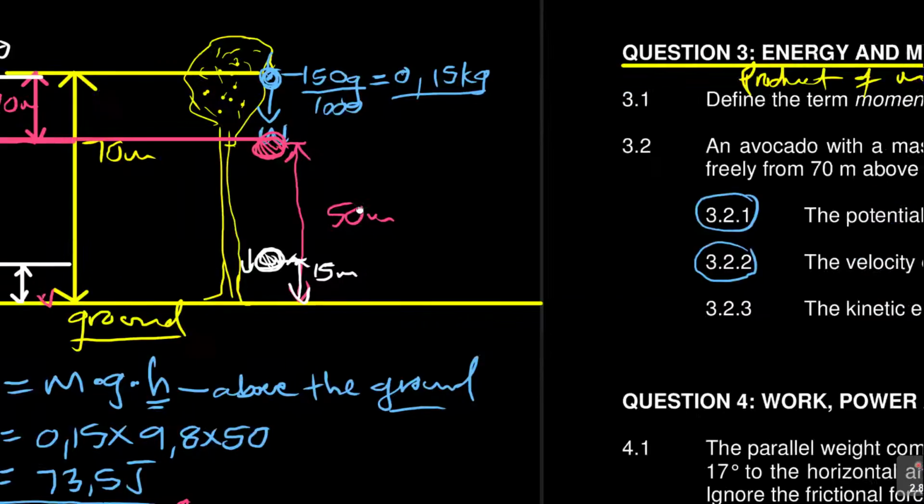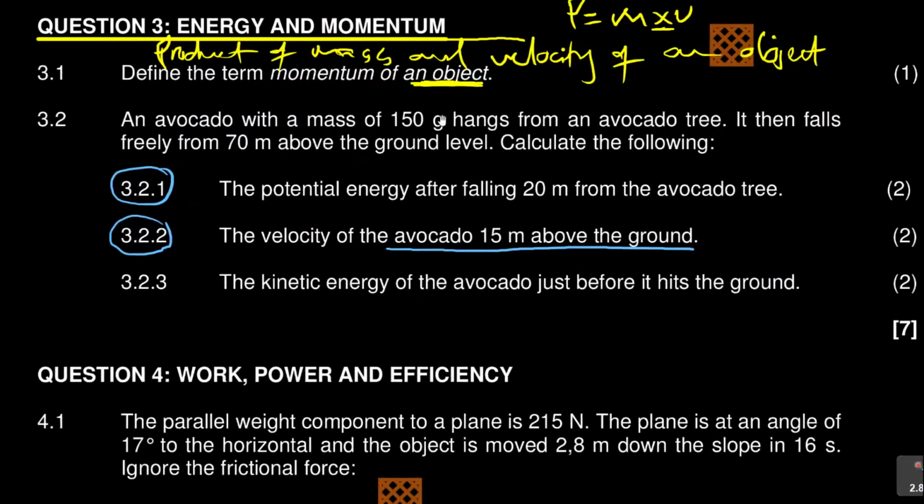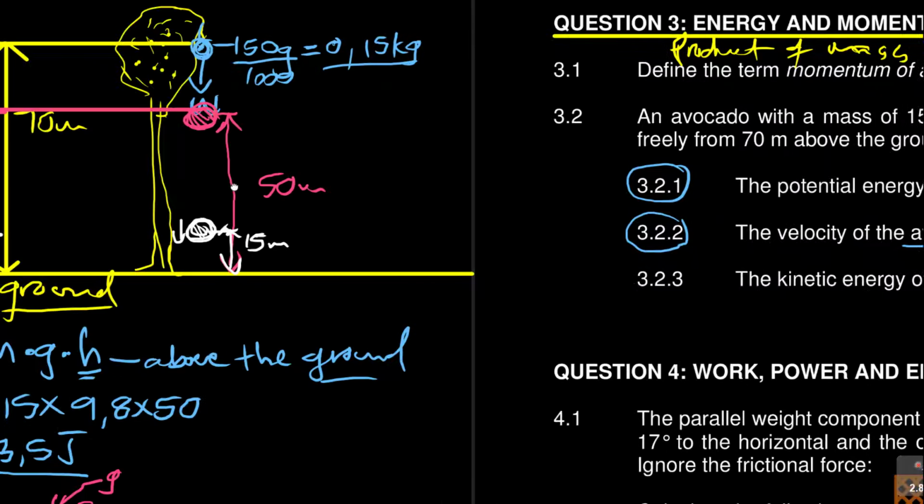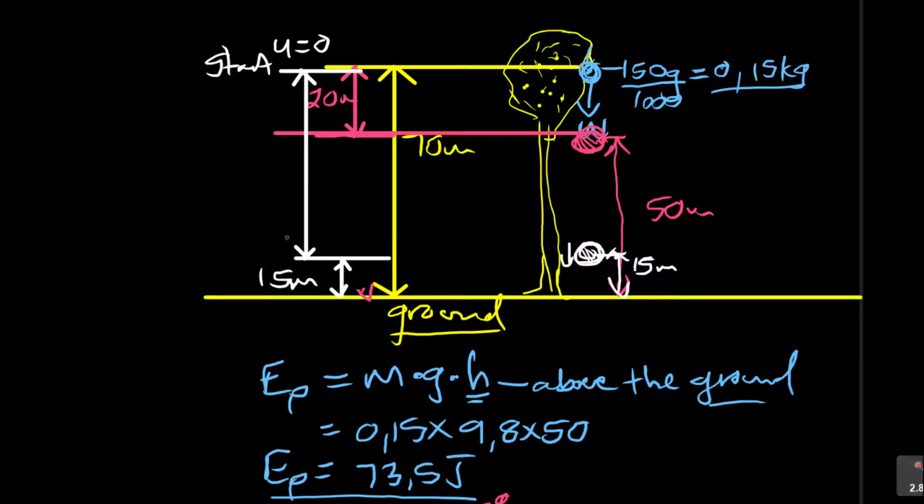Where do I get it from? They told us here that an avocado with a mass hangs from a tree. So if it's hanging, it doesn't have velocity. It has a velocity of 0. So the initial velocity is 0. Now we want to find the velocity at this stage, V, meaning we need to know that distance. So the simple thing to do is to say 70 minus 15. I think it will give us 55, because 55 plus 15, 5 plus 5 is 10, that's 70. So this distance here is 55 meters. It started from 0 distance and fell up to 55 meters, and we need to know the velocity at that point.